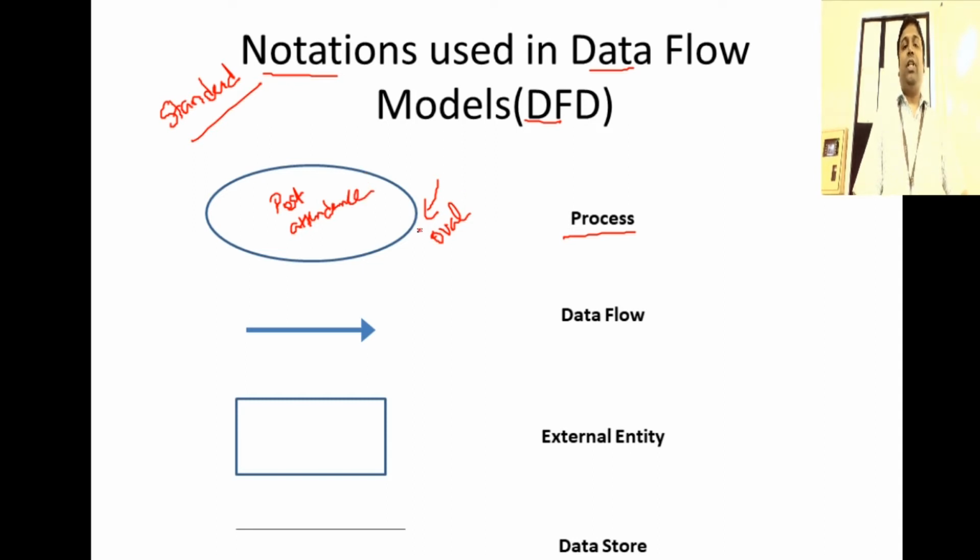You represent that using this shape, and the input or output that's coming in, you associate that with the process. You call that data flow. So for instance, posting attendance, what is the input that's coming in? Attendance data. So how will you mention that? You give an arrow mark and say attendance data.